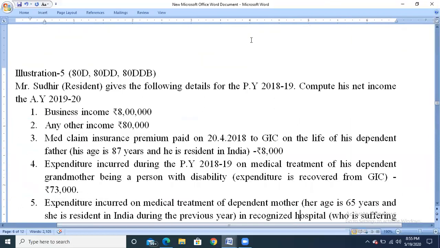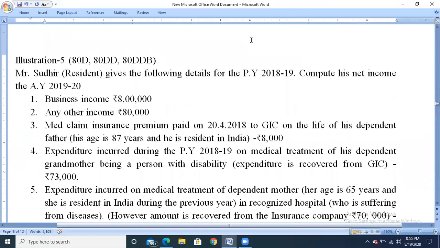Next, problem 5, 80D, 80DD, 80DDD. Mr. Sudhir, resident, gives the following details for the previous year 2018-19. Compute his net income for the assessment year 2019-20. So they have asked to calculate the net income, that is nothing but total income. So let us check what information they have given.